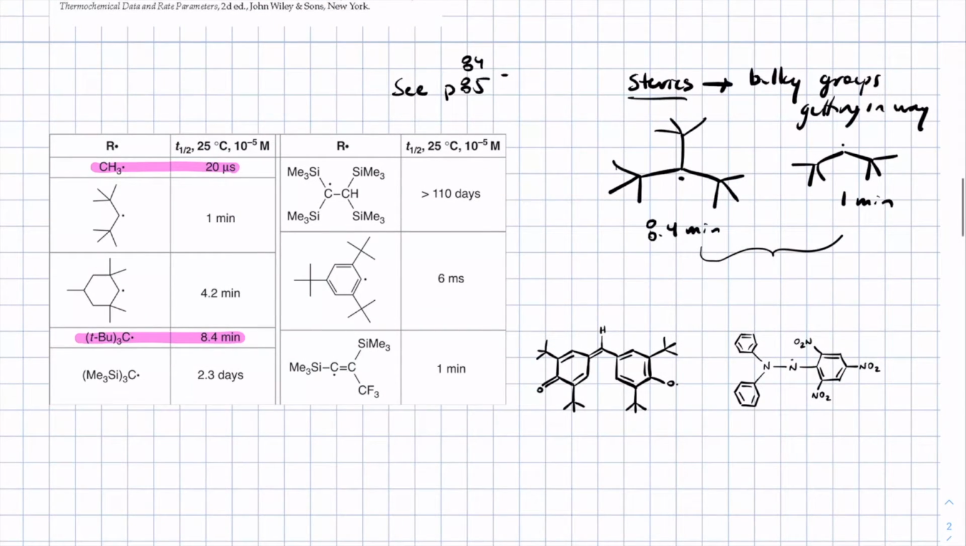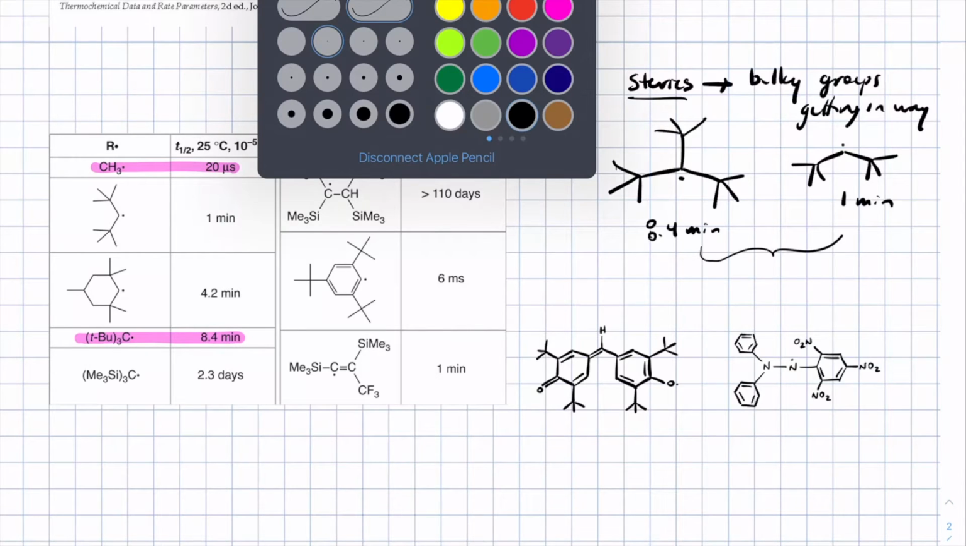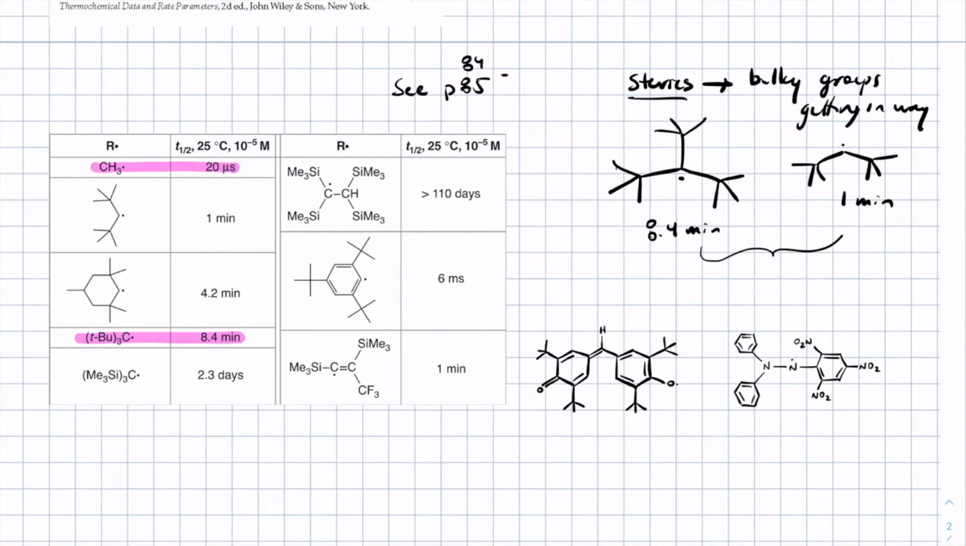For example, these two radicals are commercially available. They can be stored indefinitely, and they can be handled without any special precautions, not only because of the resonance delocalization, but also because of the nearby sterically bulky groups.